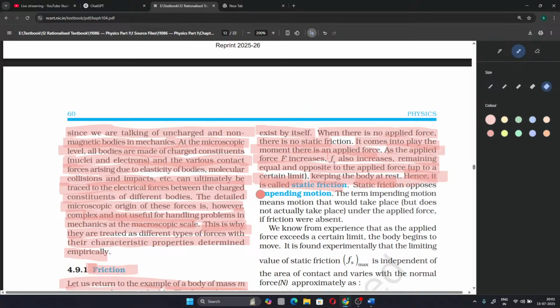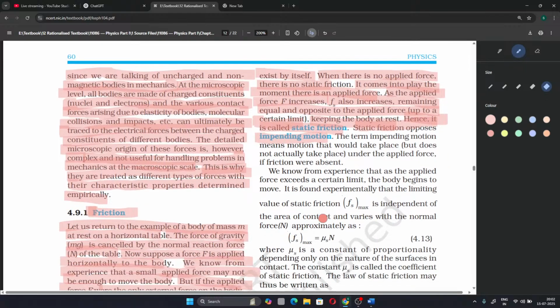Static friction opposes the impending motion, the motion that is about to come, the moving of the body that is about to happen. The term impending motion means motion that would take place but does not actually take place under the applied force if friction were absent.